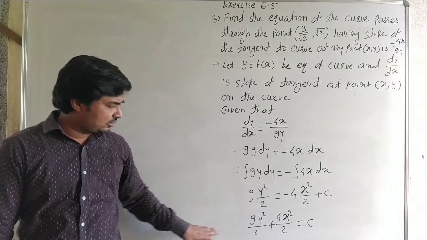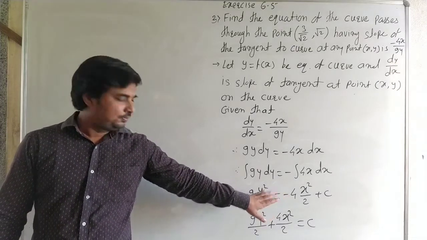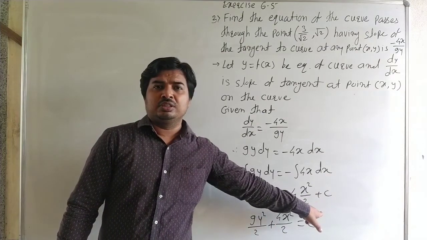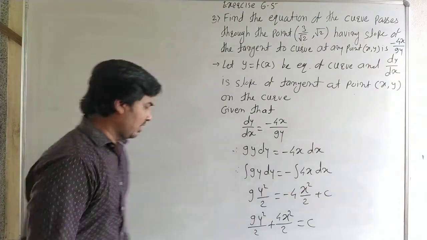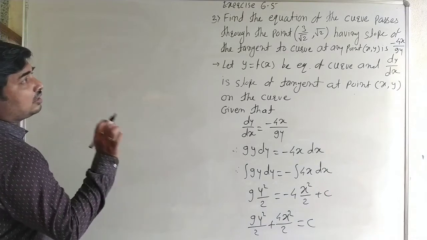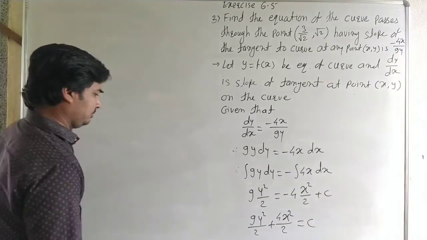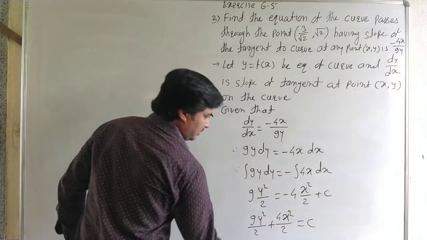When we write only the general solution, we multiply by 2, then it is 9y square plus 4x square is equal to 2c, and 2c again is an arbitrary constant. But here we want to find the particular solution. Okay, here it is a general solution.